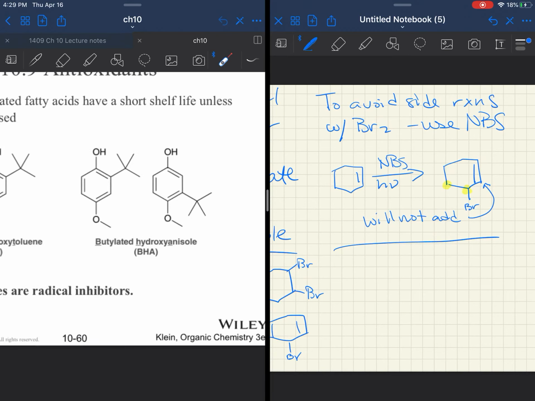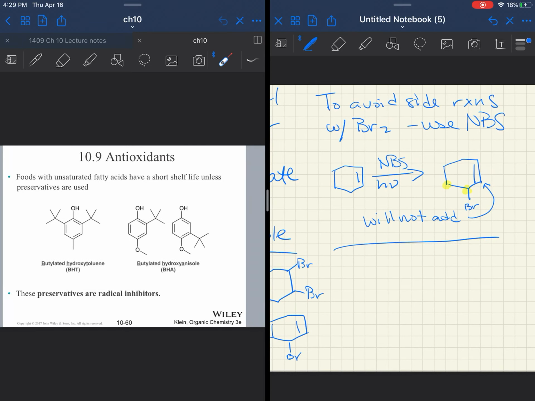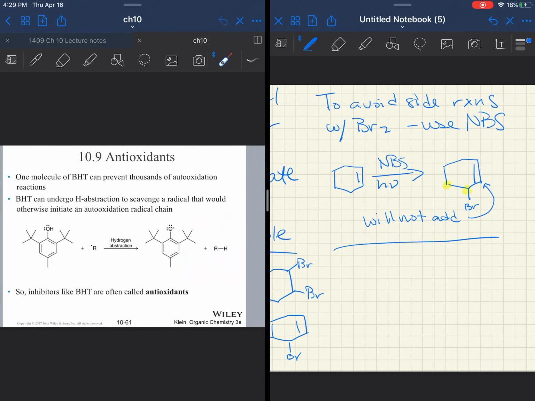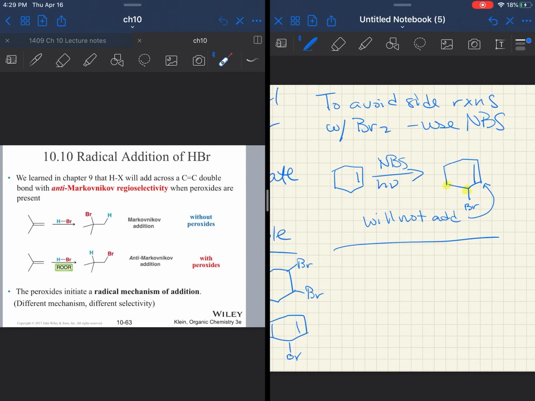That's why preservatives are often used. Preservatives are things that are fighting against that auto-oxidation. So something that can stabilize those radicals that are formed, right? And there's just some pictures there. Vitamin E, vitamin C, these are antioxidants. They are going to fight that auto-oxidation process by reacting with the O2 radicals.